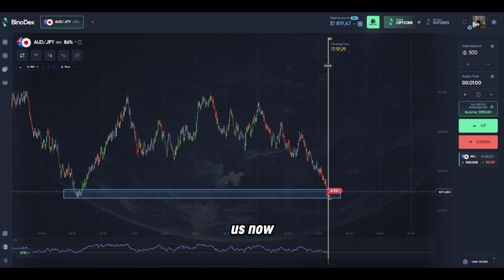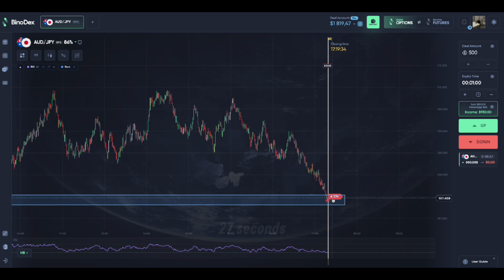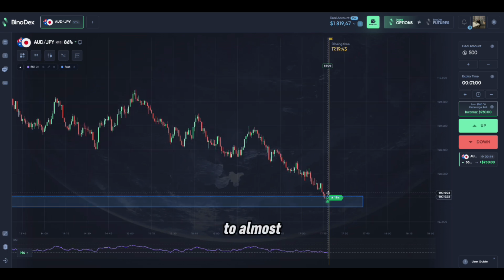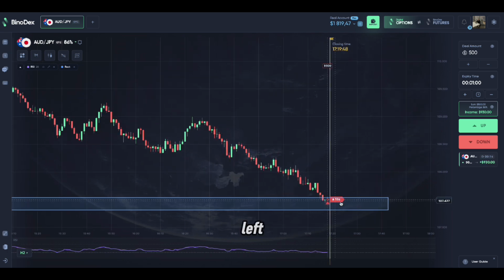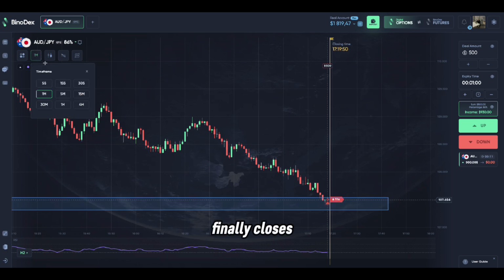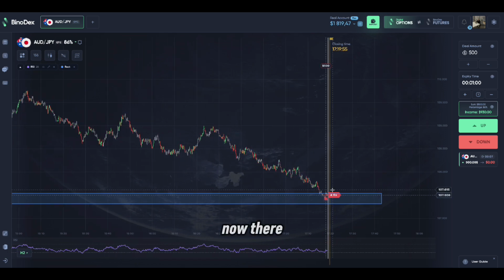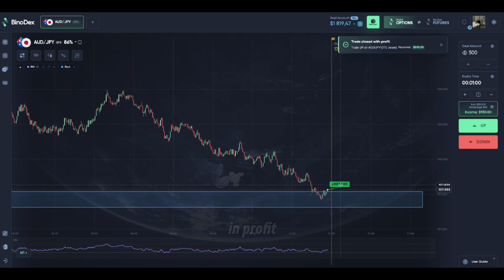Alright, let us now head right back to our trade. We have about 27 seconds left until our trade closes. Of course, on this specific currency pair, the price action is quite volatile and reacts very sharply to almost any market movement. So while we still have about 13 seconds left until our current trade finally closes, let's take a quick look at the 15-second time frame for more detail. Now there are only 5 seconds left until our trade officially closes. Alright, and our trade closes in profit.